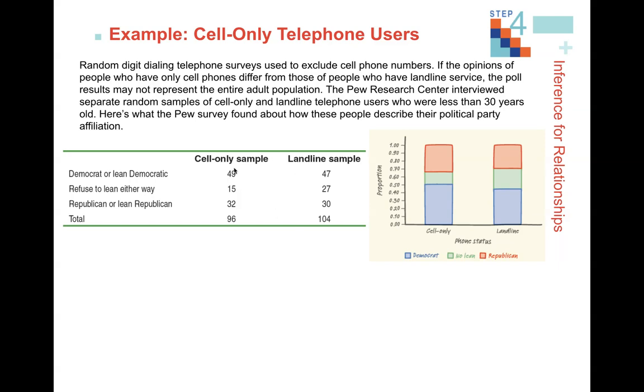So when you have data like this in a two-way table, the first thing you're going to do is get the totals. We're given the column totals, but we need the row totals as well and the total.